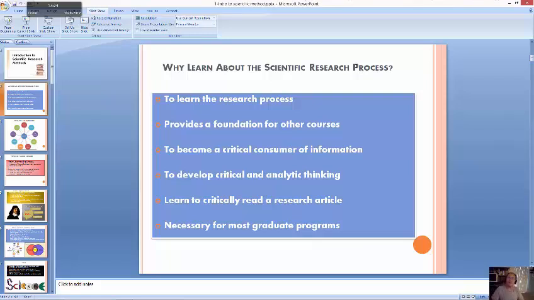So why learn about the scientific process? Well, we learn the research process, and it provides a foundation for other courses. We become, of course, a critical consumer of information, specifically our own professional information, and believe me, it continues to develop critical and analytical thinking. Critical and analytic thinking. Thinking about what could be wrong with this conclusion.